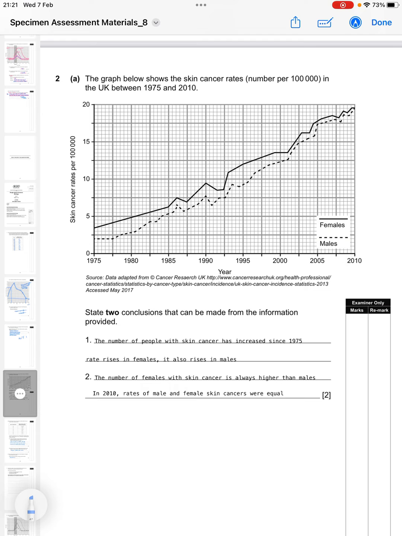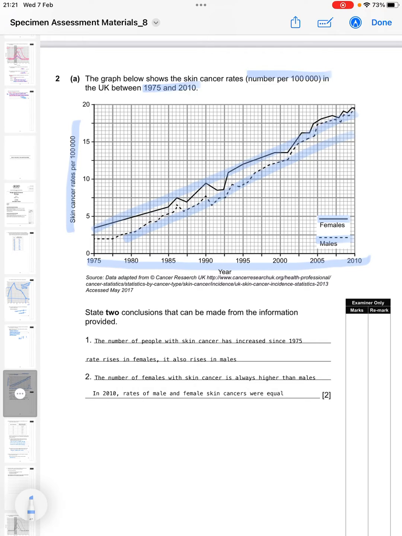Question 2. The graph shows how skin cancer rates in numbers per 100,000 in the UK have changed between 1975 and 2010. So we see the date across the bottom here and the rates per 100,000 up the side. And we've also got females and males. Females are the solid line and males are the dashed line underneath. So state 2 conclusions that can be made from the information provided.